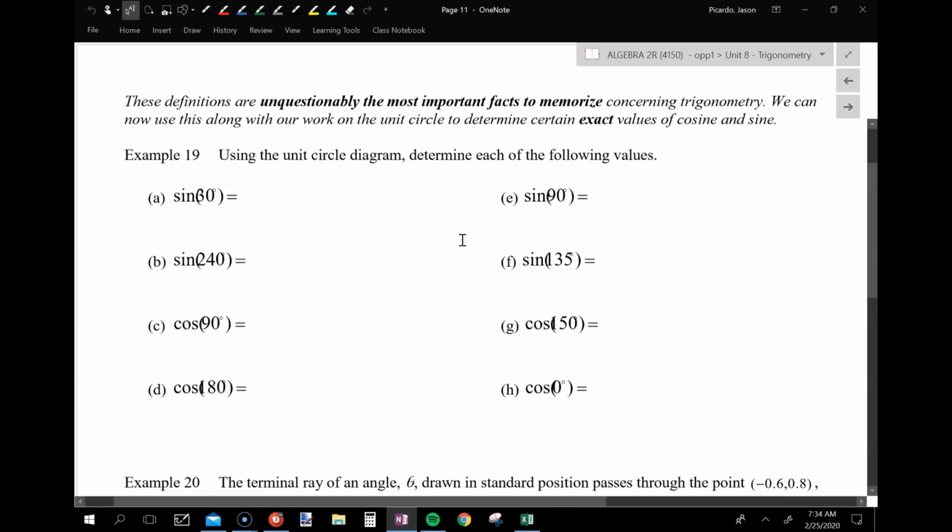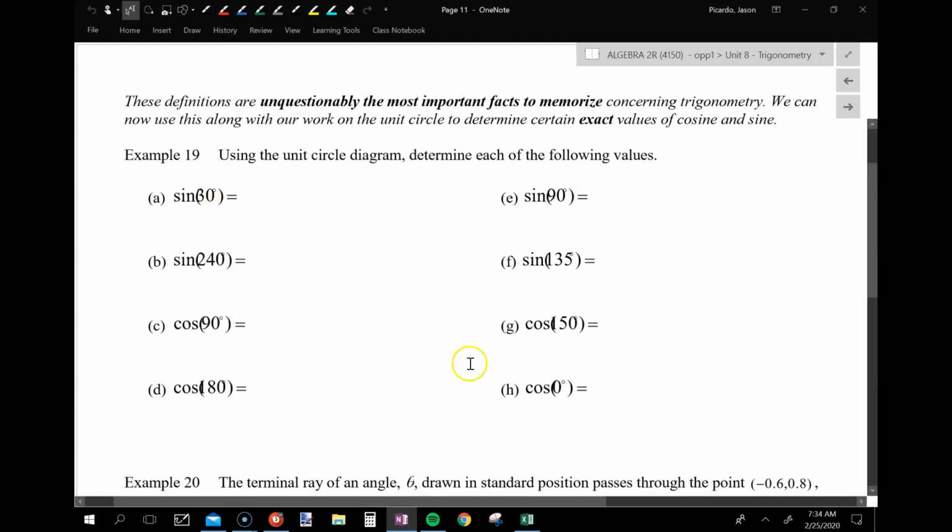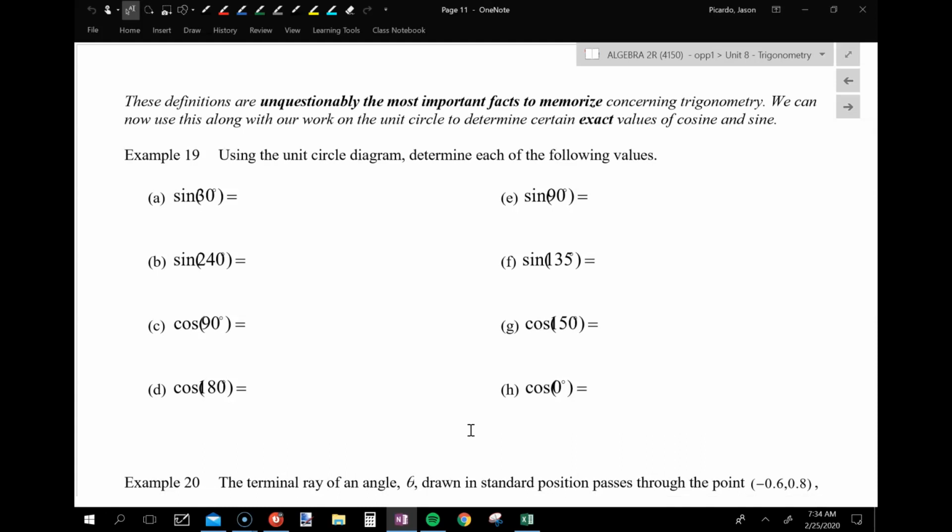All right, so I have a unit circle, right? And if I asked you guys to evaluate each of these, I'm going to show you guys one way that you can do it. And then I'll show you a different way as well.